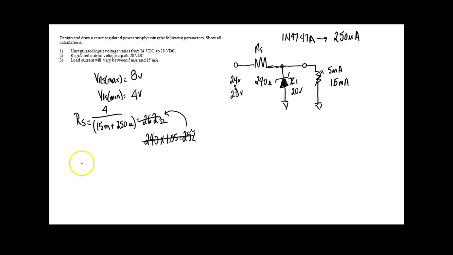So how do I calculate PR? We're going to use V squared over R. So I'm going to use 8 squared divided by 240. And what does this come up and give me?